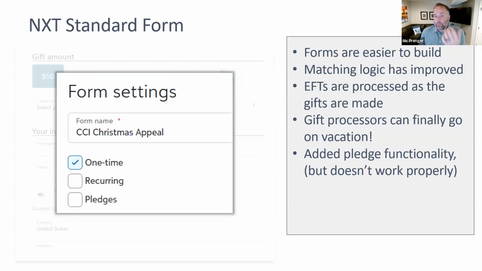So you can go on vacation. It's a big win. NXT does more things automatically. Credit to the team over there. I think Sam may even be on this call, who's been working on donation forms for a long time with Blackbaud. Pledge functionality doesn't work properly. Lauren or Jen, can you speak briefly to what are the things that are still wonky about the pledges on the forms?